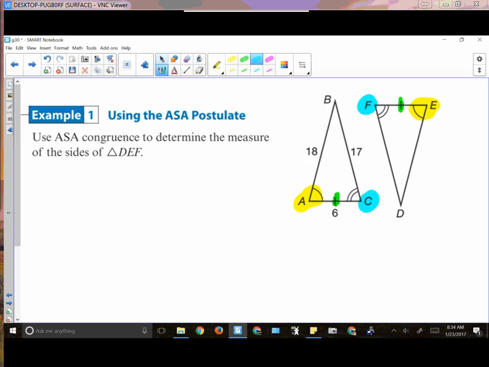So let's try this then. What are the measures of the sides? Well, this up here would have to be what? 6. So if I want to go from E to D, that's got to be what? 18. And this side over here has to be 17. Because the angle that goes with this side is 17. The angle and this side go together, so it's 18. That's how we can identify which goes to which.